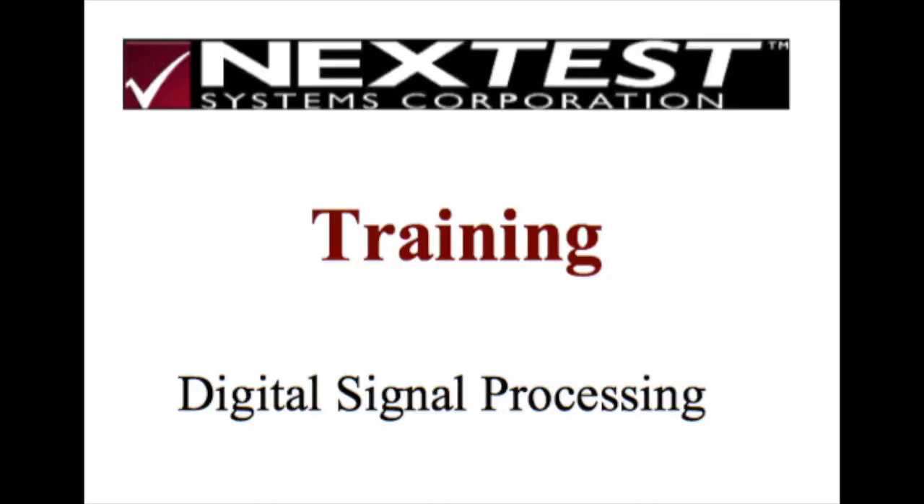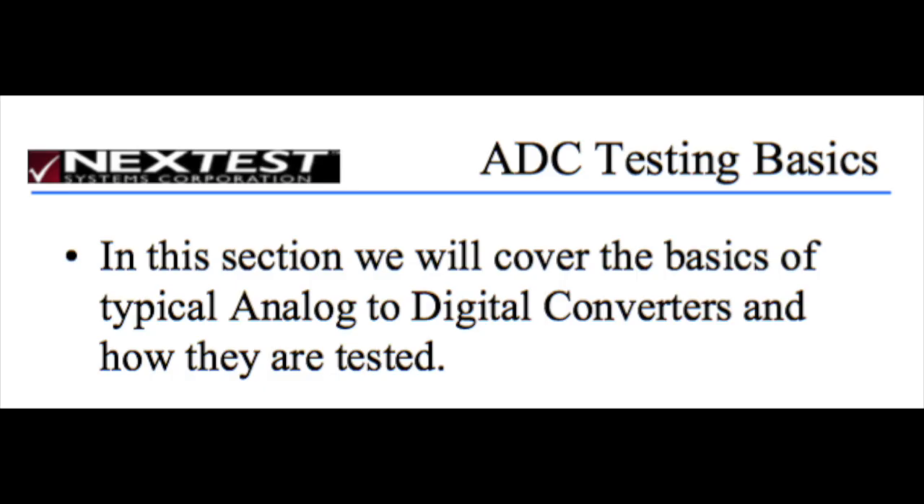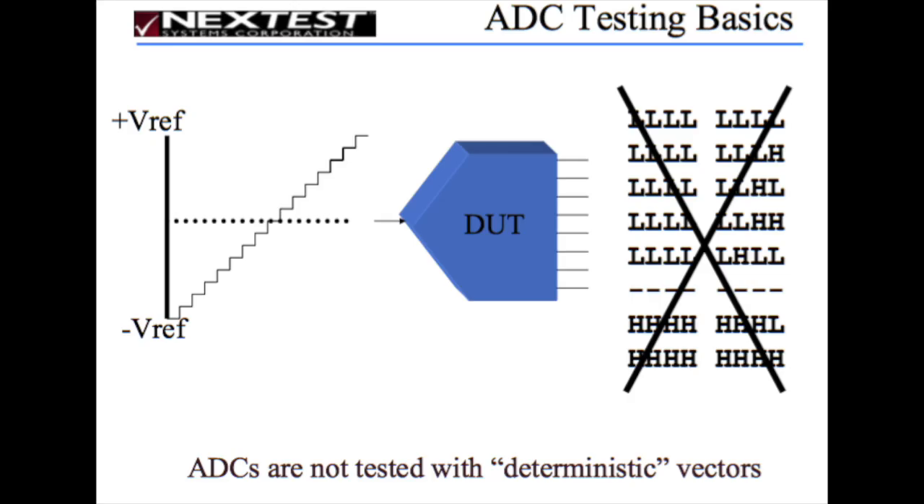So this is the last module of the Nextest DSP training course, and this is on ADC testing. With ADCs, we do not put in a ramp and look for a deterministic vector. So we don't put in 0 and look for low, low, low, low, low, and then put in a 1 and look for low, low, low, low, low, low, low, low, high, and so on. We don't do that. That's not the way ADCs are tested.